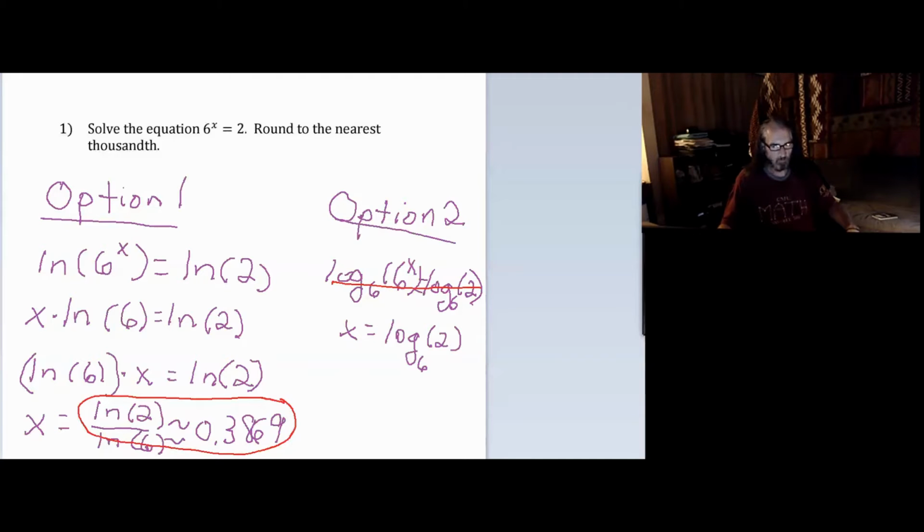Plus, what if we have both sides raised to exponents? Then what would you do with option 2? We're going to take a look at that a little bit later.